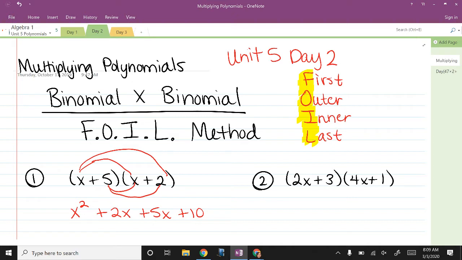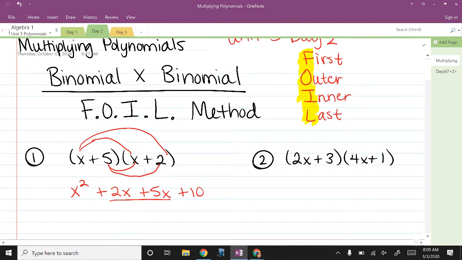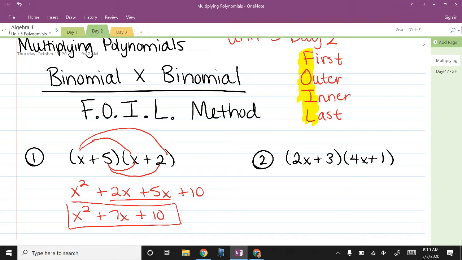Now, is this polynomial simplified? What could I do to simplify it? Yeah, the terms in the middle are like terms, aren't they? They both have an X in it. So your very last step to the FOIL method is combine like terms. So it's X squared. What's positive 2X plus 5X? 7X plus 10. And there's my answer. So we have first times first, outer times outer, inner times inner, last times last. And then you combine like terms.